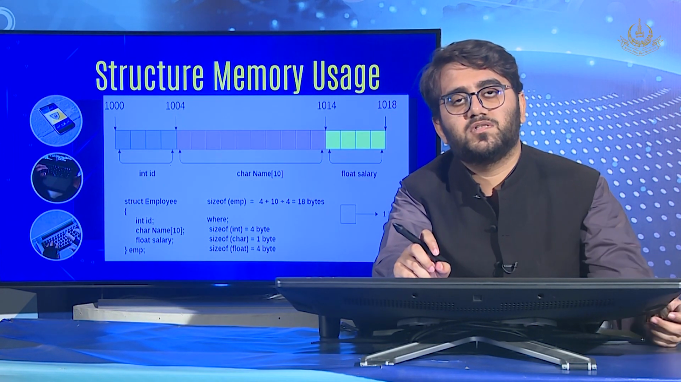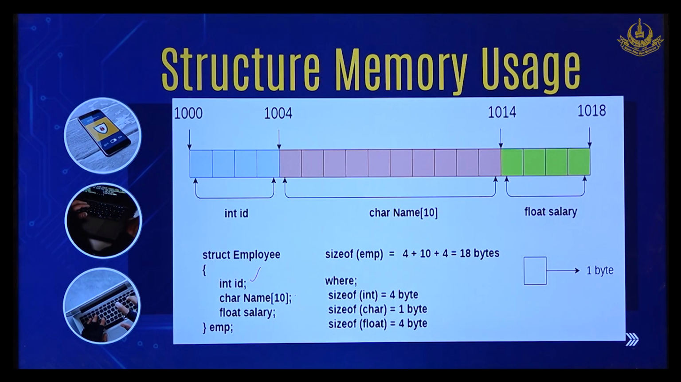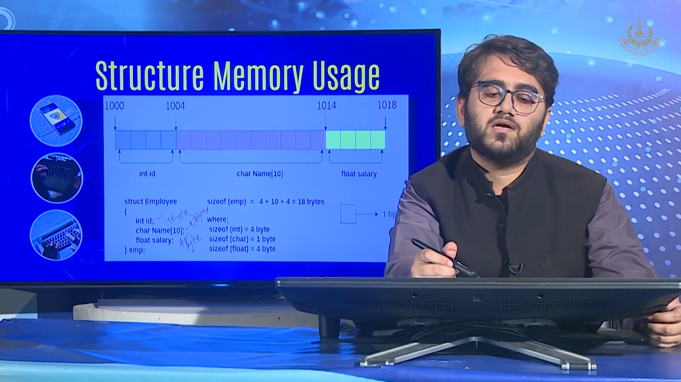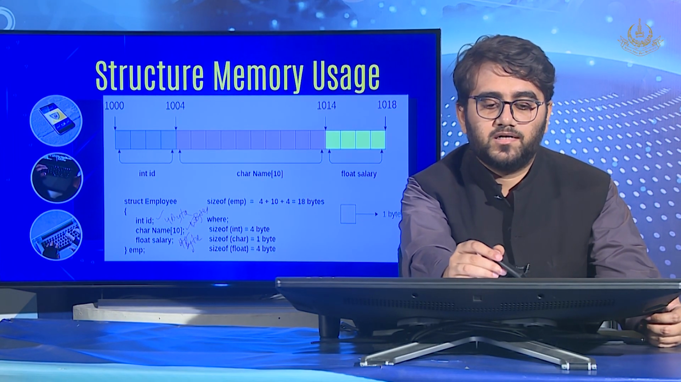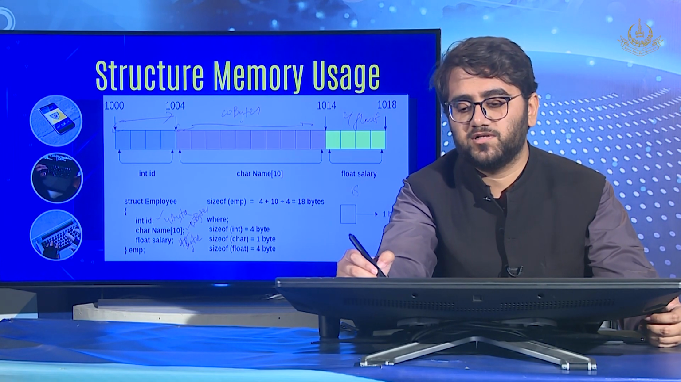In this schematic diagram, you can see how much memory this particular structure is using. It has an integer, a character array of 10 characters, and then a float. So, how much memory is it using? This is 4 bytes, this is 10 bytes, and this is another 4 bytes. In the RAM, the structure would be laid out like this. First, the integer would come with its 4 bytes, then the character array with its 10 bytes, and lastly 4 bytes of float. So, it would overall take 18 bytes of memory.